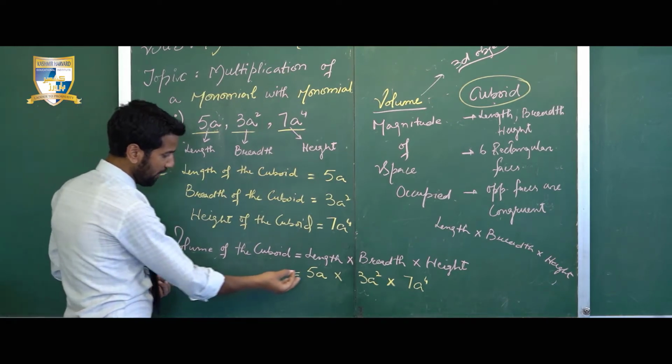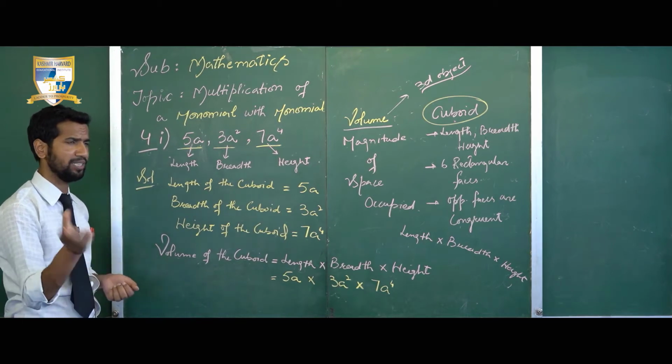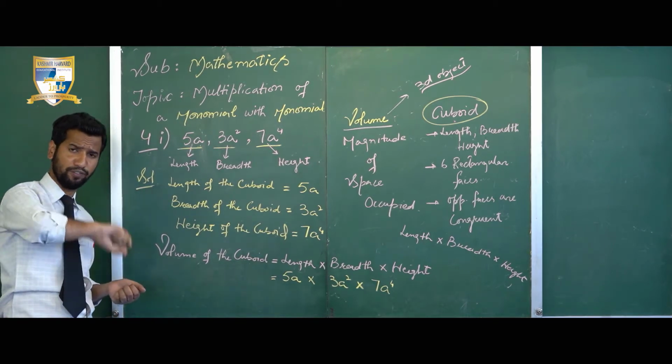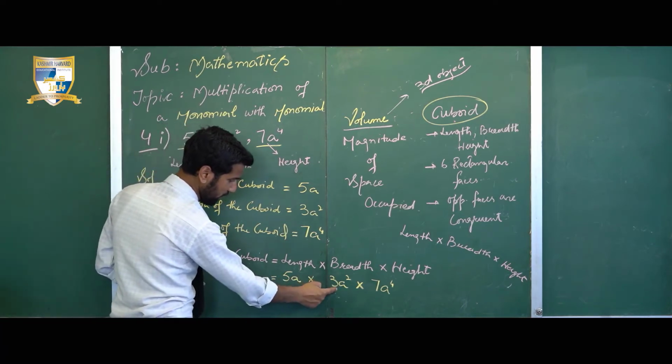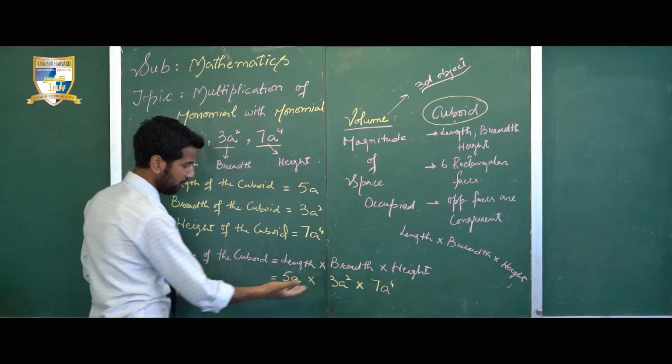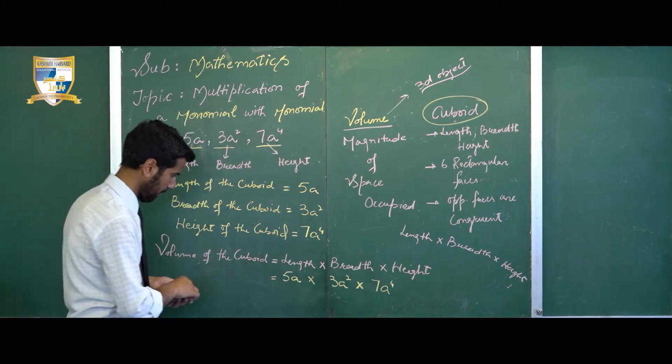Now we have 3 monomials here that are in multiplication with each other. So once again, multiply the coefficient with coefficient and variable with variable. So 5 into 3 is equal to 15, and 15 into 7 will be equal to 105.